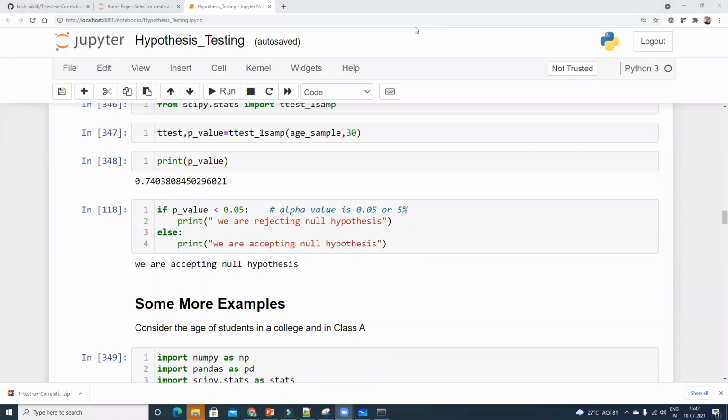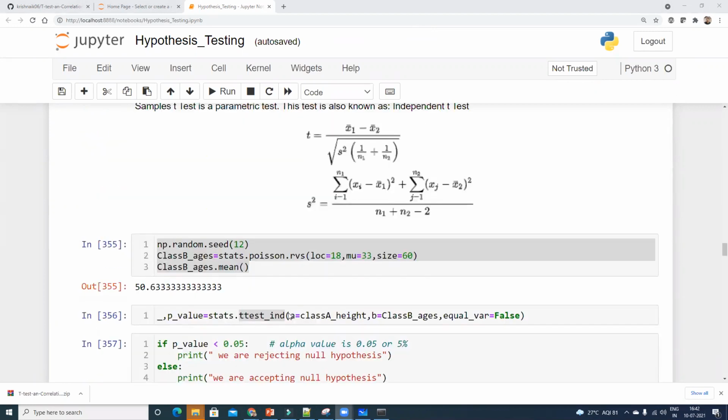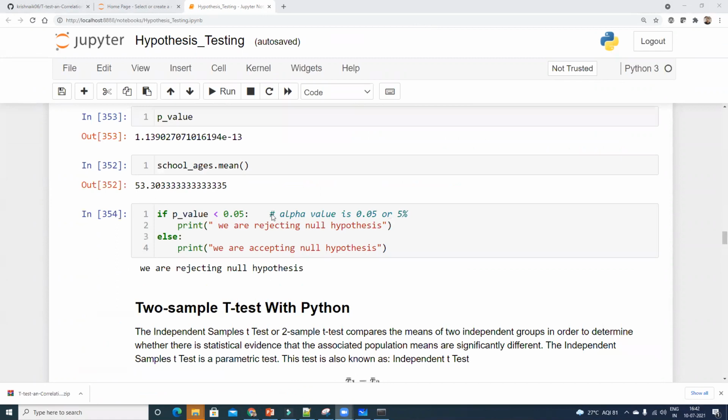In the 2 sample t-test, you are getting an error. Then execute from here, no? Guys, execute from the starting only.